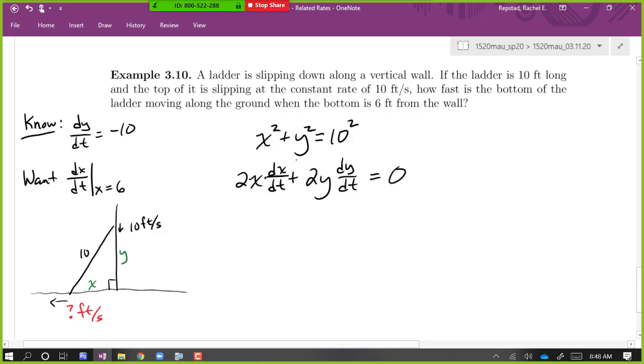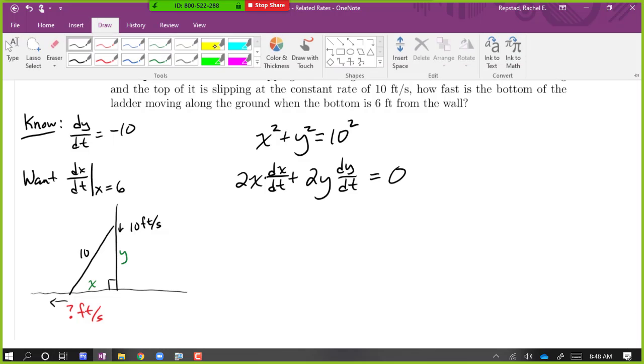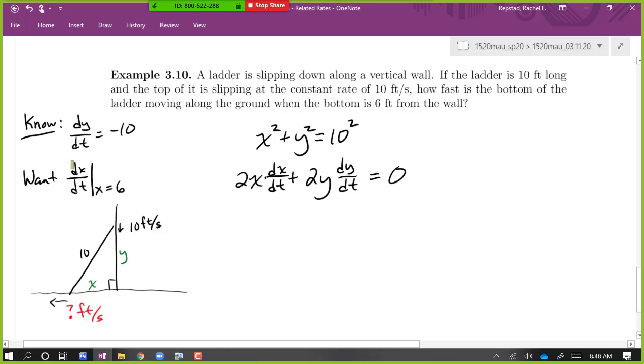We would probably have figured out before we got too far into this problem that we forgot something, because keep in mind, and this is one of the reasons why I start out by trying to write out what we know and what we want. We want dx/dt when x is equal to 6. If I forgot that dx/dt, I would find it pretty hard to solve for dx/dt if I don't have it in my equation. They tell us that dy/dt is negative 10, so we can plug that in.